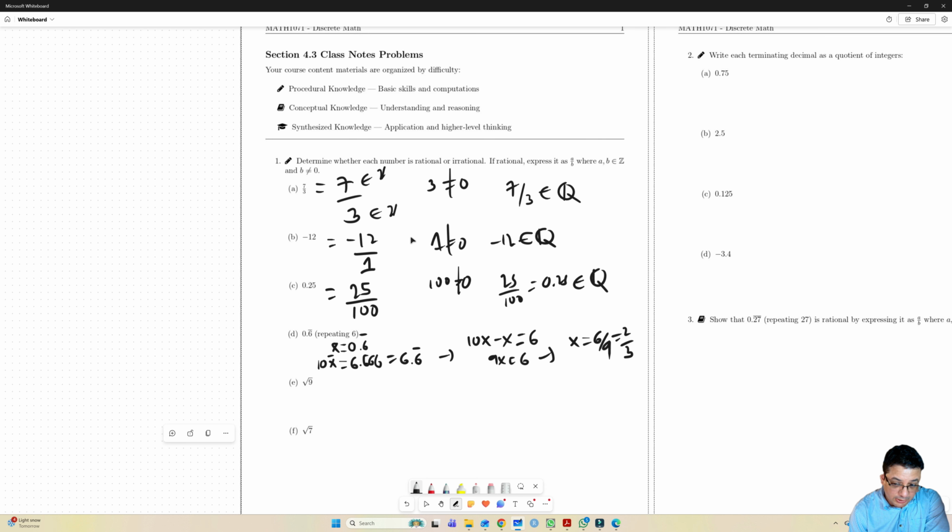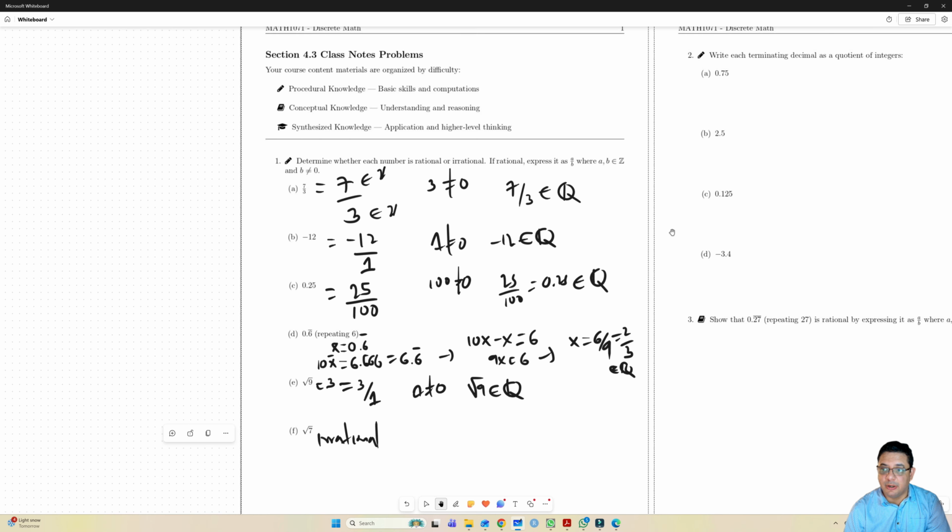Notice that these are two integers, and the denominator is different from 0, so it's going to belong to the rational numbers. Now square root of 9 is 3, and 3 can be seen as 3 over 1. And so both 3 and 1 are integers. 1 is different from 0, so that means that the square root of 9 is going to belong to the rational numbers. Now, square root of 7 is irrational. It cannot be expressed in the form p over q.